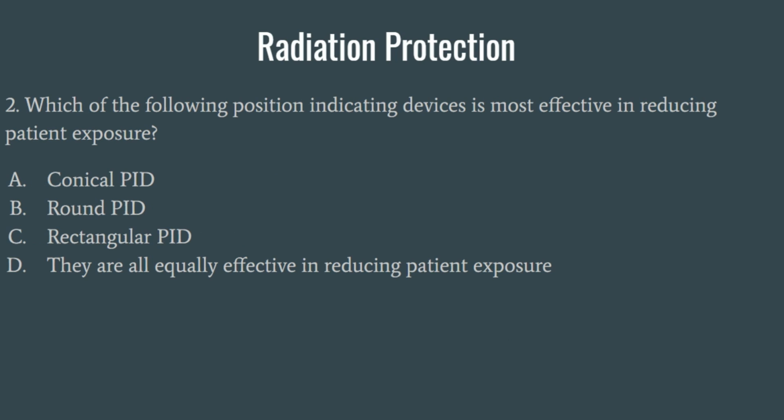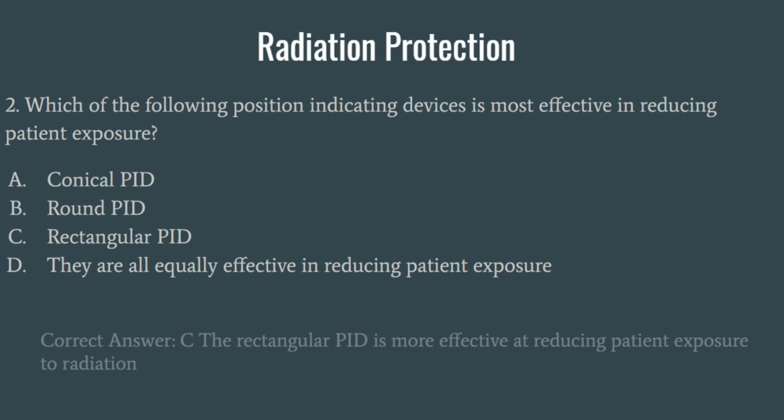2. Which of the following position indicating devices is the most effective in reducing patient exposure? A. Conical PID, B. Round PID, C. Rectangular PID, or D. They are all equally effective in reducing patient exposure. The correct answer is C. The rectangular PID is more effective at reducing patient exposure to radiation.